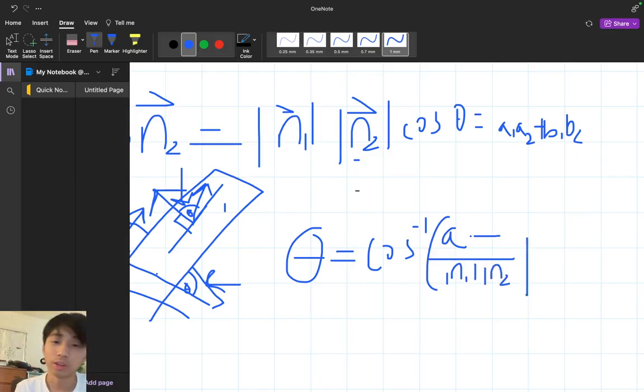And today, that's how you find the angle between the intersection.